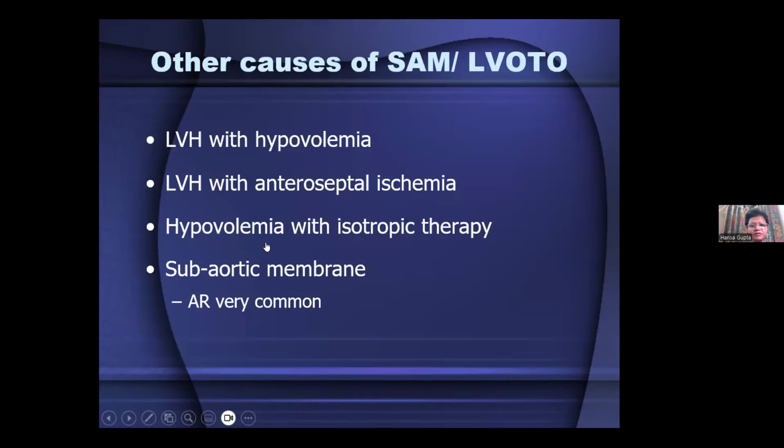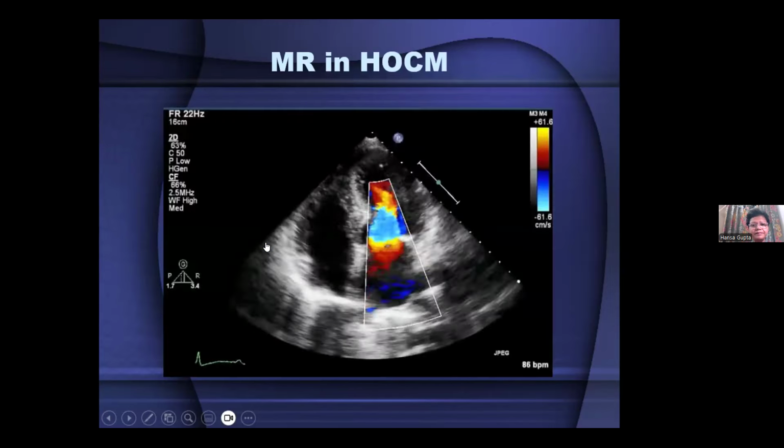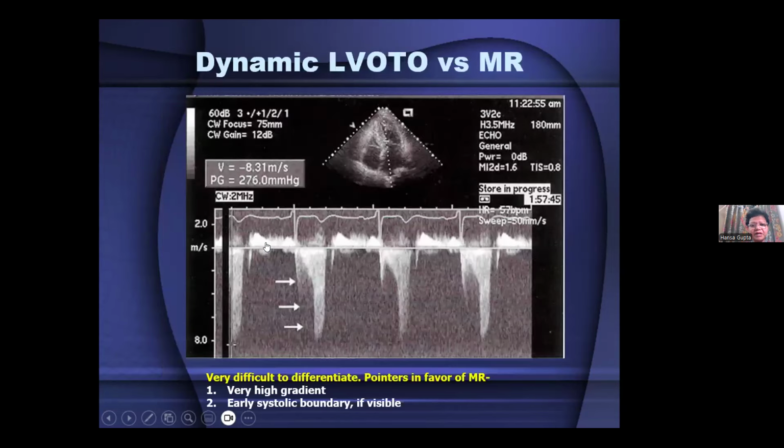Let's leave this because of the time crunch. MR, this also I have said. And always remember that there is a mitral valve apparatus anomaly in 30 to 50% of the patients. So this is the MR I have shown you.